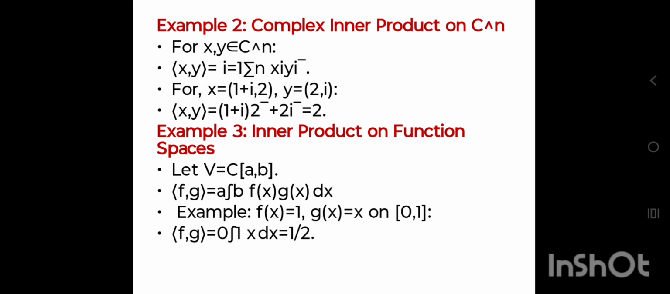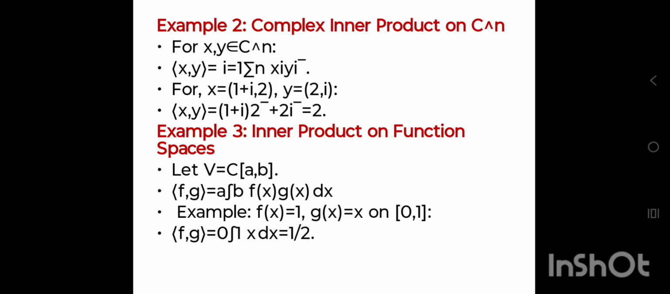Third example, inner product on function spaces. Let V equal to C of the closed interval [a, b]. Inner product ⟨f, g⟩ is defined as the integral from a to b of f(x) g(x) dx. Take f(x) equal to 1 and g(x) equal to x on the closed interval [0, 1]. Then we substitute these values in the defined inner product.